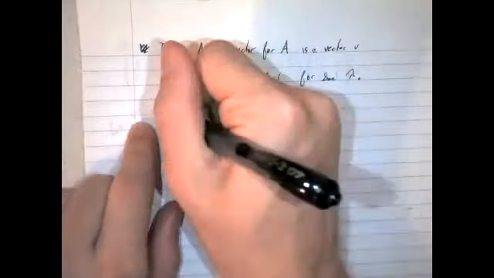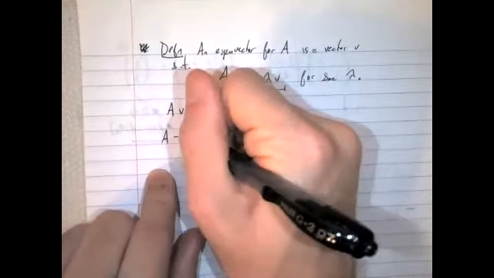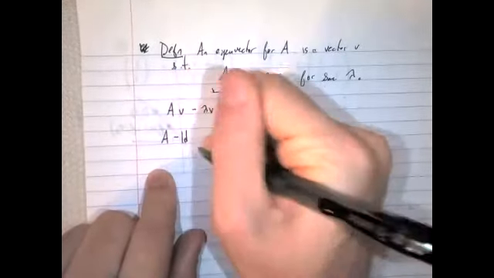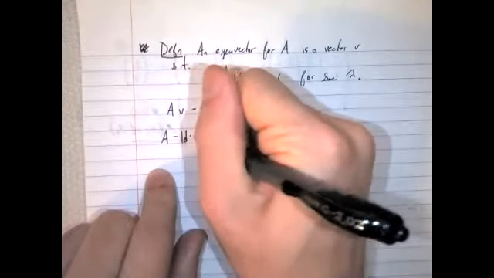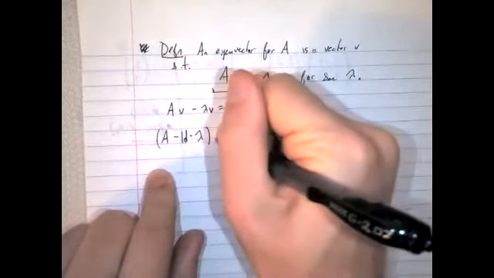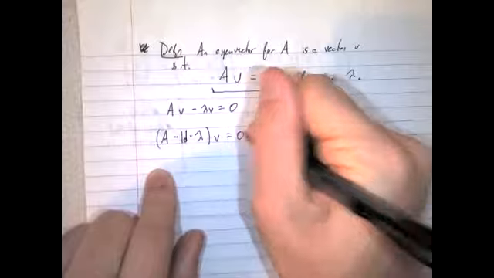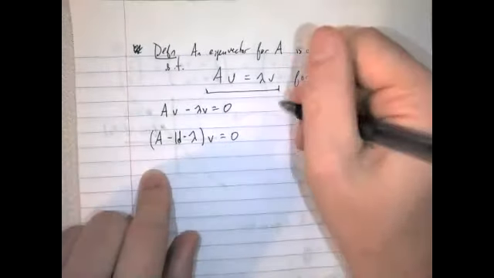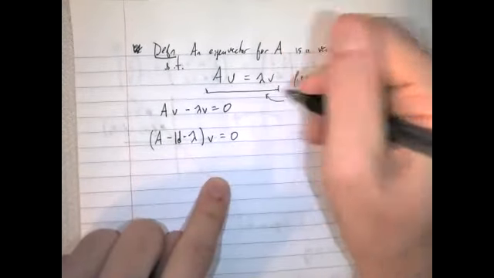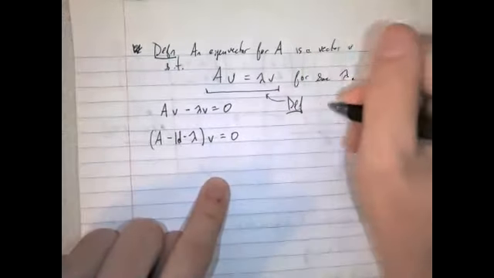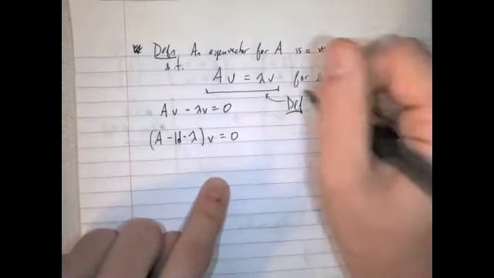This can be rewritten as Av minus lambda v is equal to 0. And this can be rewritten as A minus lambda times the identity, times v, is equal to 0. I should point out another piece of definition. Lambda is called the eigenvalue of v.